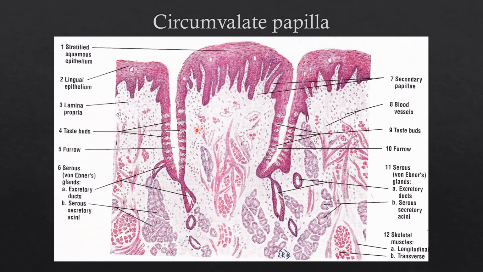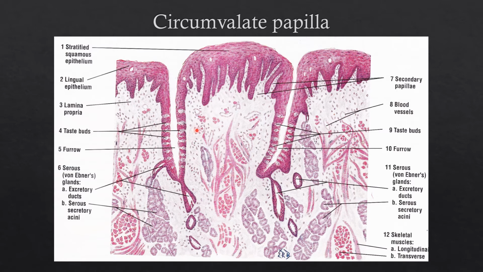Deep to the lamina propria, there is the core of the tongue. The core of the tongue consists of interlacing bundles of skeletal muscle. They are arranged longitudinally, transversely, and vertically. This interlacing arrangement gives mobility to the tongue for phonation, chewing, and swallowing.